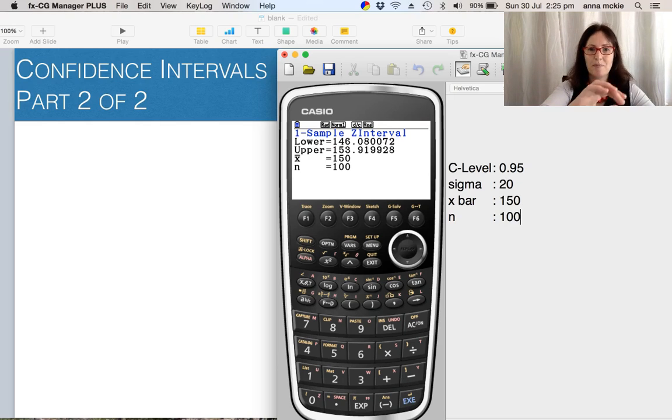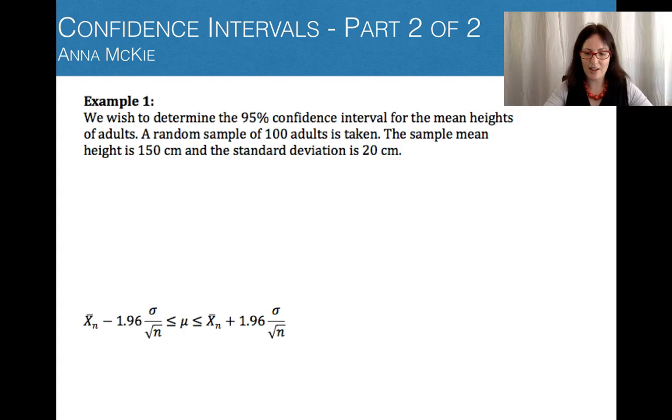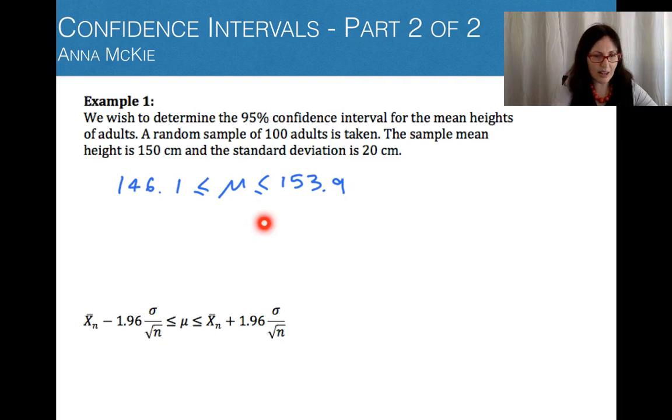And we enter, and it gives you your lower and your upper bound, and it states what your X bar and N were. And so there are 2 endpoints. Let's go back and write them. And so that is an interval for mu. So we had 146.1 for mu and 153.9. I'm not going to get into the debate about whether it's equal to or not equal to. You can technically write either.